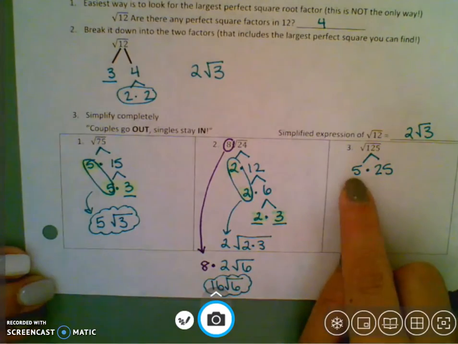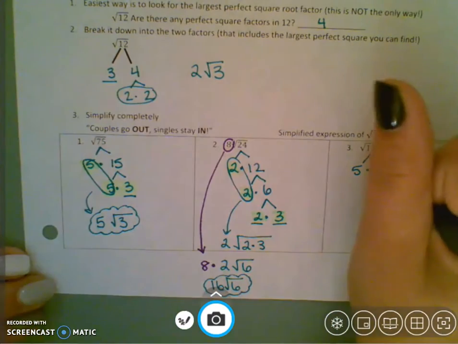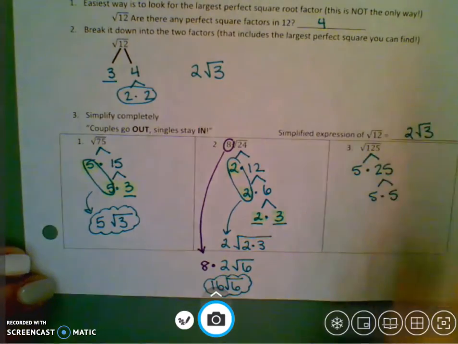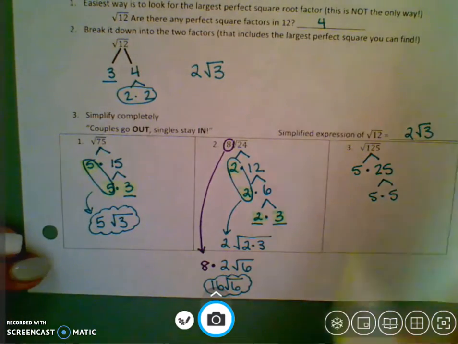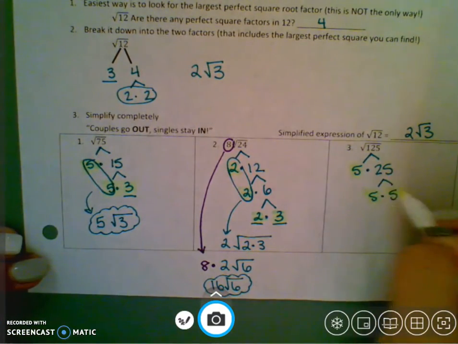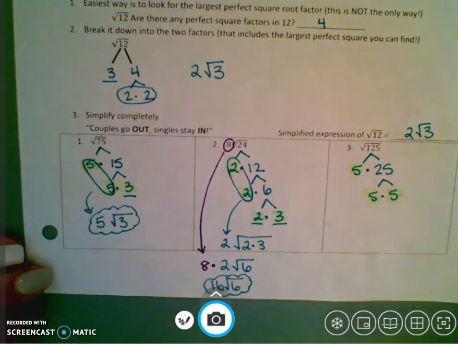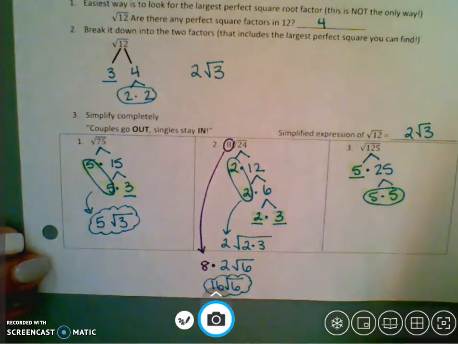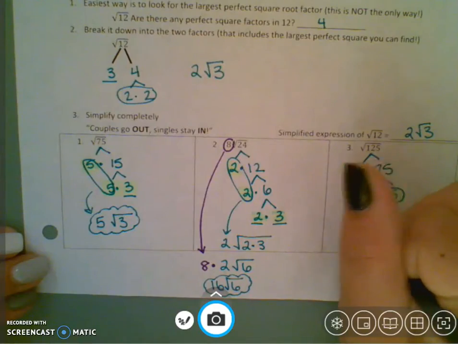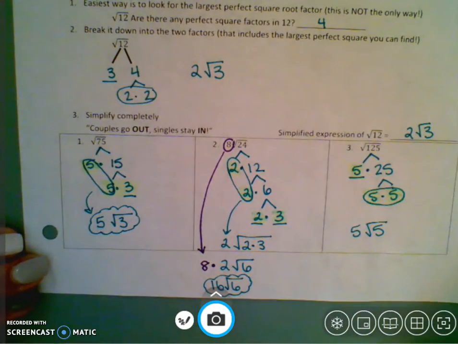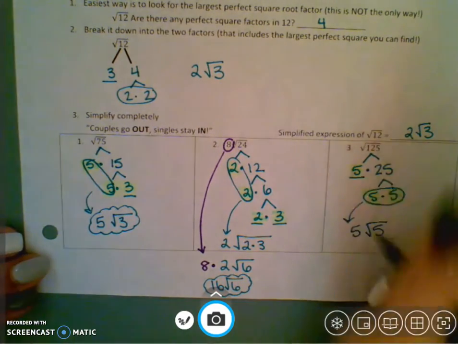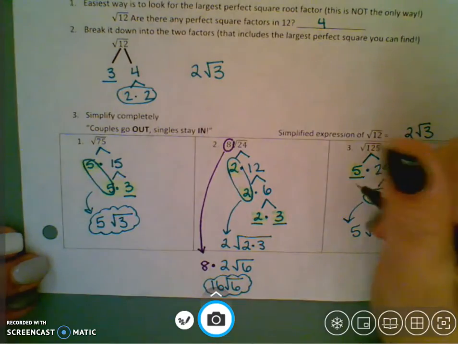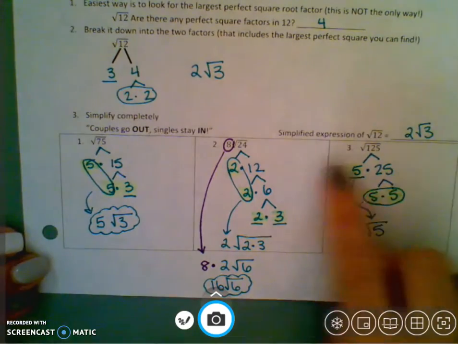So then 5 can't break down, but 25 can. 5 times 5. So again, we're looking at all the ones at the edge. So in this case, we have a pair of 5's and a single 5. So your final answer should be 5 square root of 5. This is the 5 from the pair, and this is the 5 from the single.